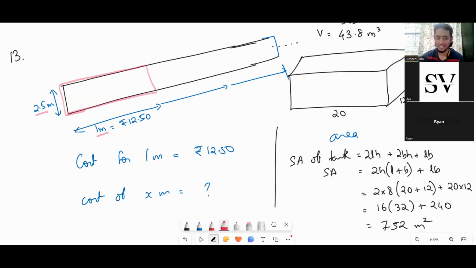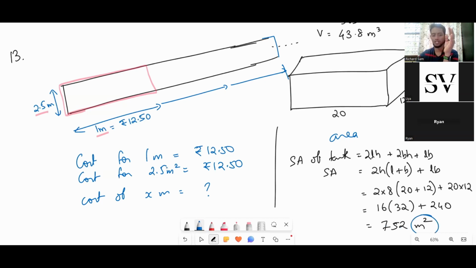So in this statement, I can change it and write: cost for 2.5 meters square is equal to rupees 12.50. What have I changed? I've changed the length into area. I converted this to area of sheet, because we got the total area we need. We need 752 meters square, and the cost for 2.5 meters square is this much.